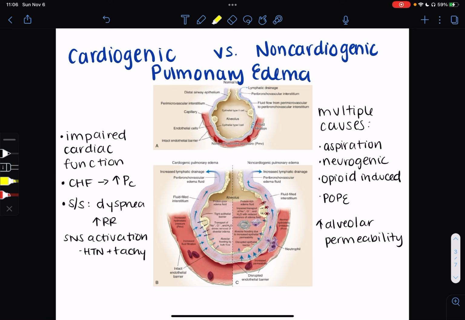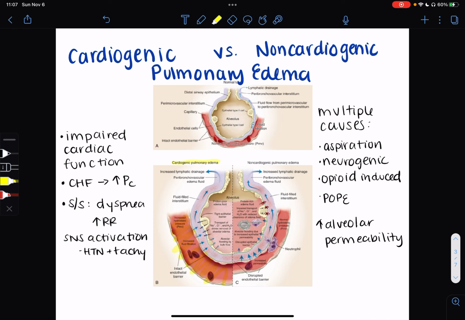We have two types of pulmonary edema that we're going to be focusing on. We have cardiogenic and non-cardiogenic. So in our cardiogenic here on the left, we're going to have impaired cardiac function. CHF will increase capillary pressure. Some signs and symptoms that we'll see with this are going to be dyspnea, increased respiratory rate, SNS activation, and hypertension and tachycardia. As you can see here, the capillary bed is much wider, indicating that there is higher pressure and fluid getting into the alveoli.